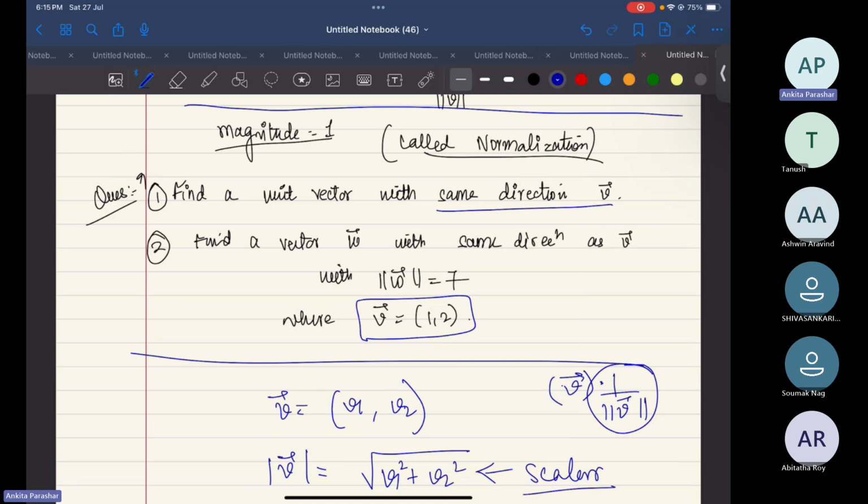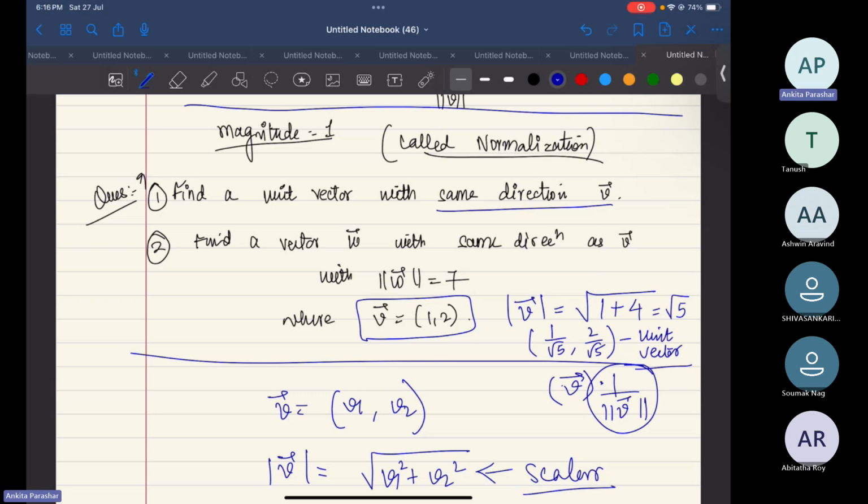And since we just saw that the magnitude of such a vector is always 1, we just have to compute the vector divided by its modulus. So if you see, the modulus of this vector is nothing but the square root of 1 plus 4, which is root 5. And therefore (1 by root 5, 2 by root 5), this is your unit vector. And it has the same direction because of the same reason. Alright, so we know this.